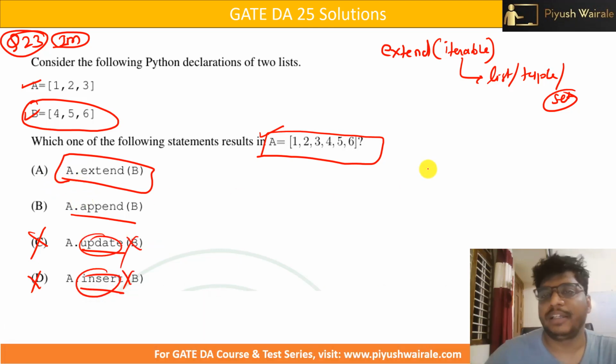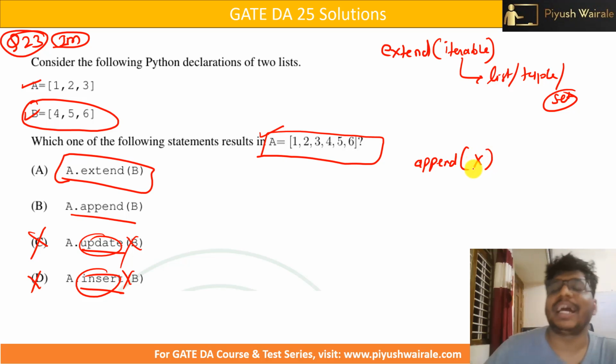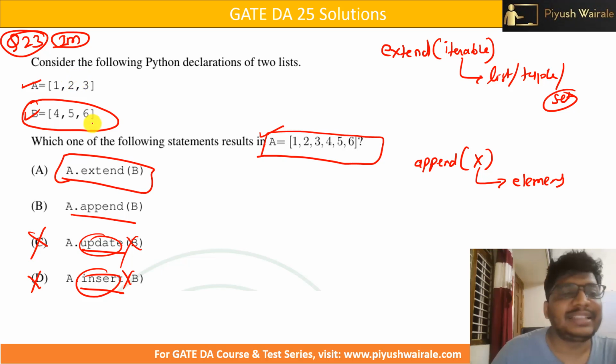Now what is append? First, extend takes an iterable, so we can give a list, tuple or set as input. When we say append X, X is an element. As I said earlier, A consists of elements 1, 2, 3, and these are all elements. Now when I say A append B, B is a list. What will be the output of A append B?